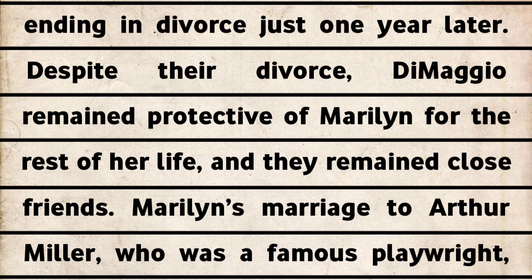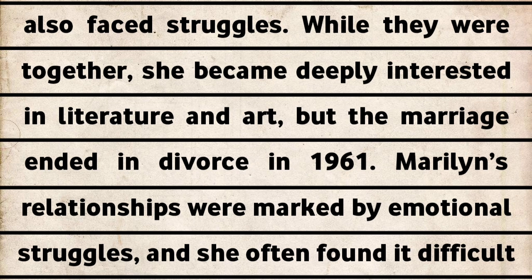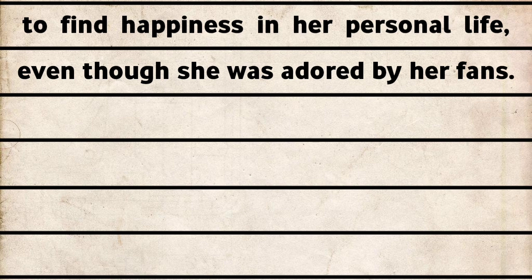Marilyn's marriage to Arthur Miller, who was a famous playwright, also faced struggles. While they were together, she became deeply interested in literature and art. But the marriage ended in divorce in 1961. Marilyn's relationships were marked by emotional struggles, and she often found it difficult to find happiness in her personal life, even though she was adored by her fans.